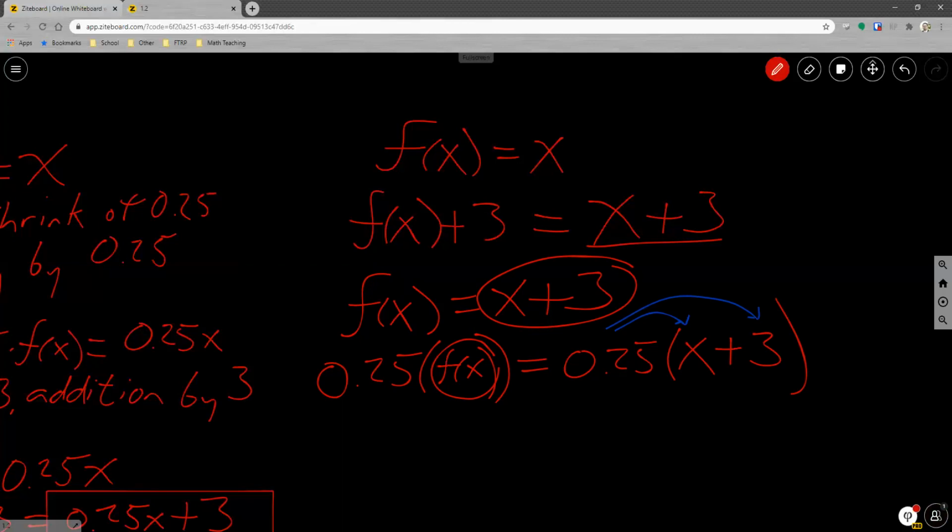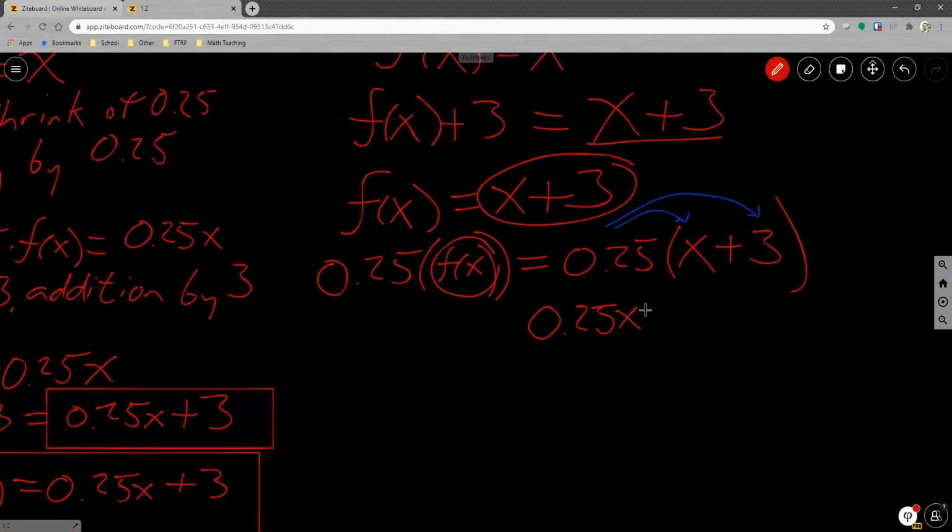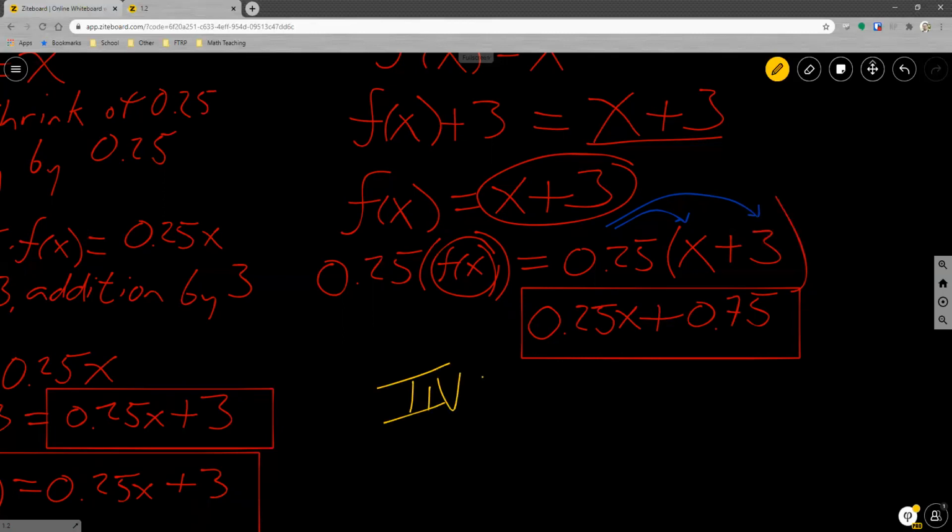0.25 times x becomes 0.25x, just like below. So far, so good. But 0.25 times 3 ends up being 0.75. So we get a different equation. And this equation, or this function, is incorrect.